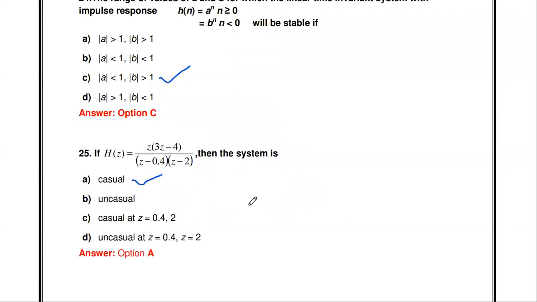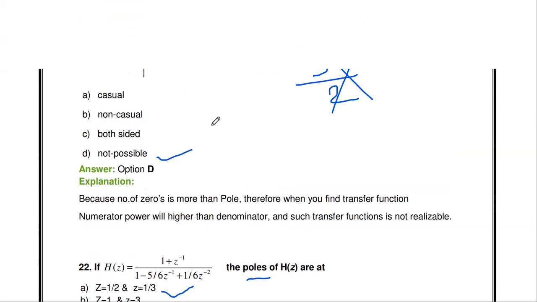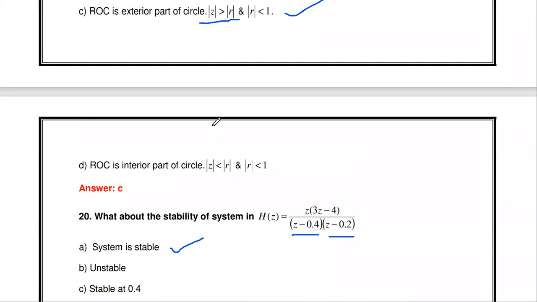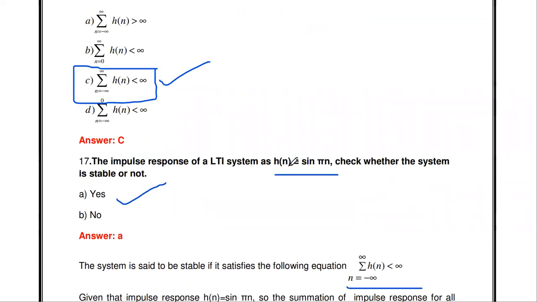So these are some of the problems related to the cascaded interconnection of systems and a convolution problem, then causality and stability: how to check whether the given system is causal or not, and stable or not, in terms of impulse response, ROC and poles. We discussed this in this video. In the next video, we will see the remaining part.